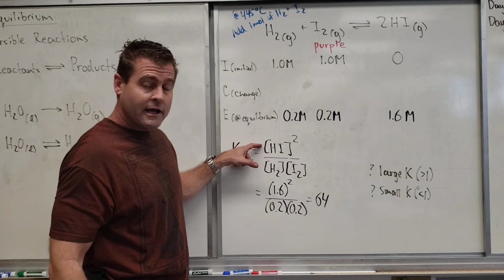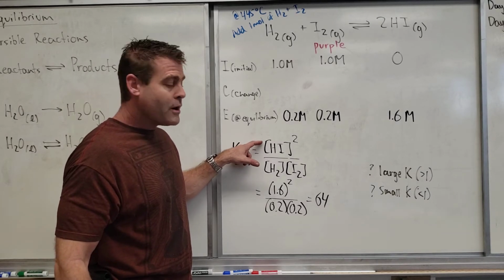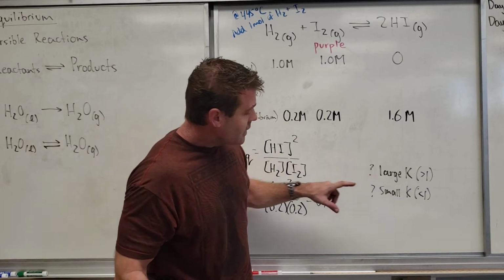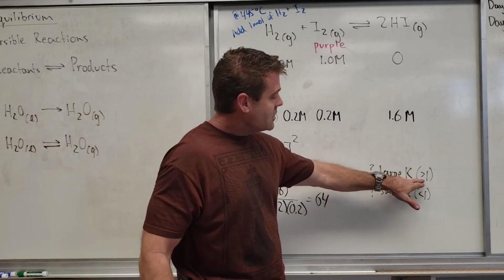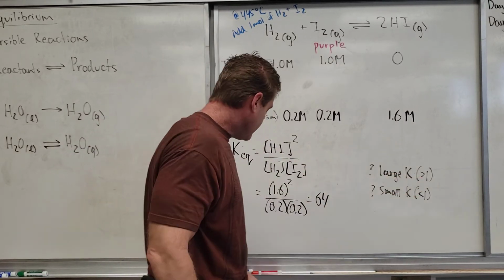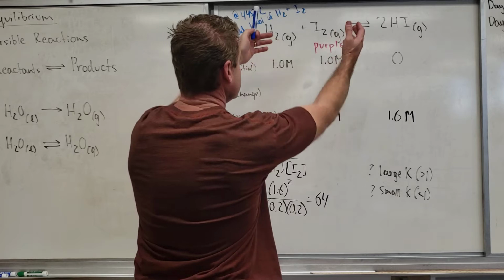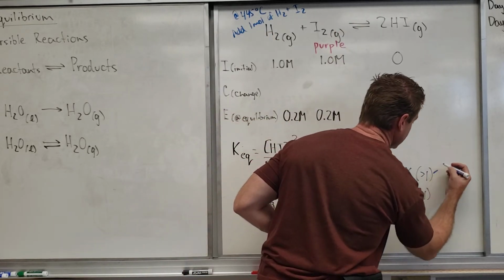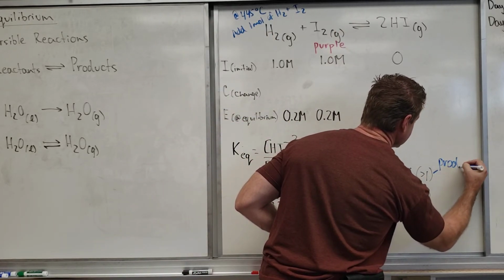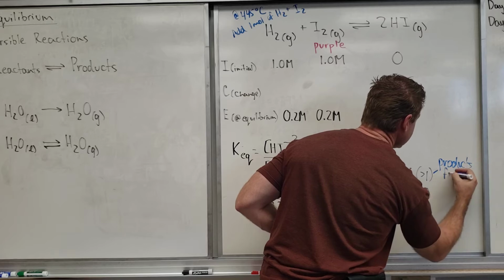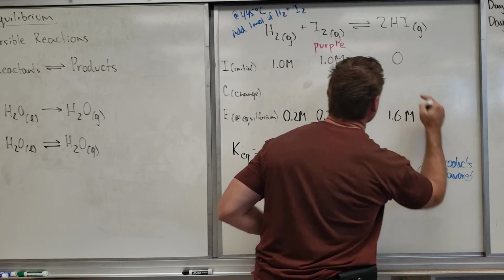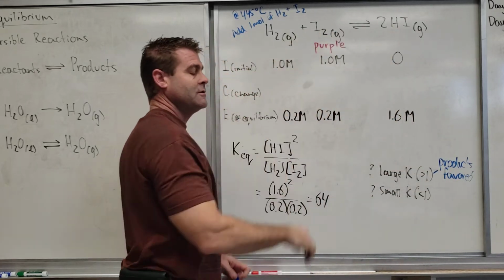And what's on the top, in the numerator? That's our products. So when you see a quote, large K, which we're going to say is greater than 1, what that would tell you is, in this reversible reaction, the product side is favored. Basically, when it reaches equilibrium, you're going to have a greater concentration of products than you do of reactants.